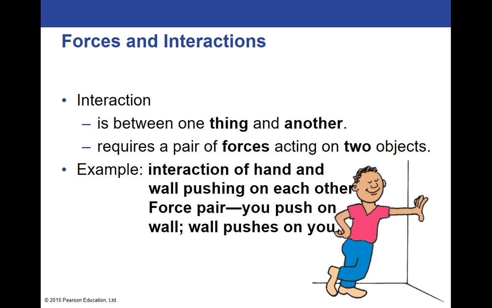So an interaction is between one thing and another. And a force interaction is a pair of forces that act on two different objects. So the key here is that it's one object and a different object that share this interaction. So an example is this person leaning on the wall has an interaction of his hand and the wall. So his hand pushes on the wall and the wall pushes on him. This is a force interaction.